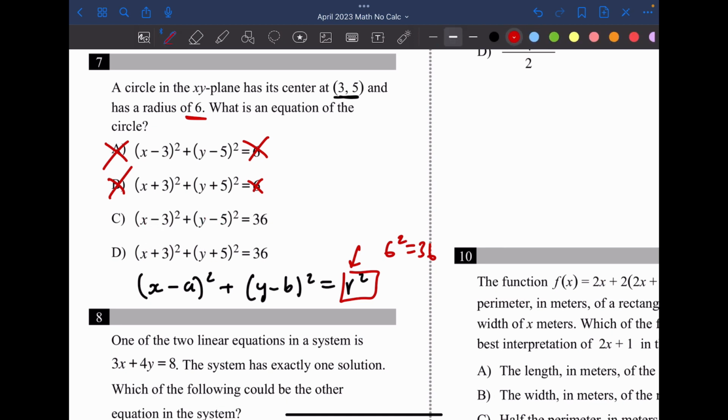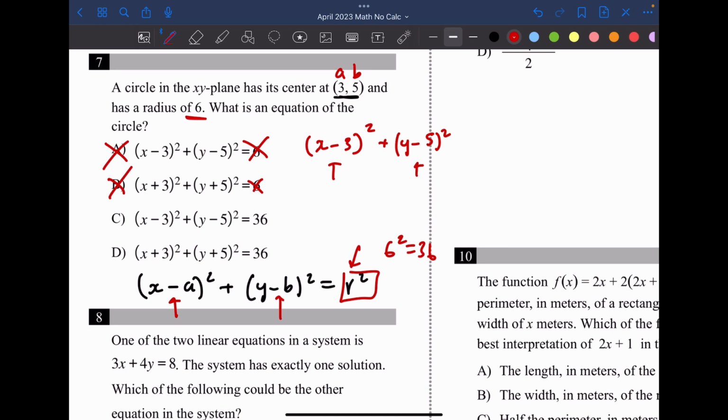This is a bit weird, but for circles, the sign is flipped. So that's why you saw me write negative here, because it would be x minus a and y minus b. Since x is equal to 3, not x, this is a, this is b. A is equal to 3 and b is equal to 5. This would be x minus 3 squared plus y minus 5 squared.